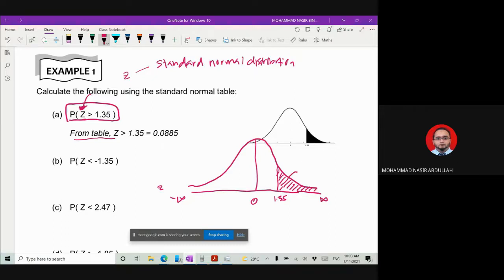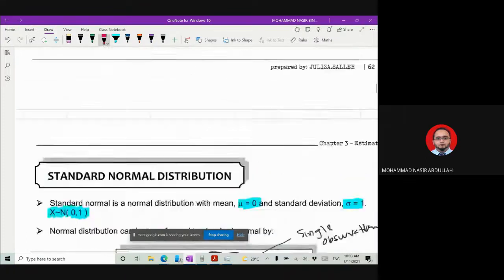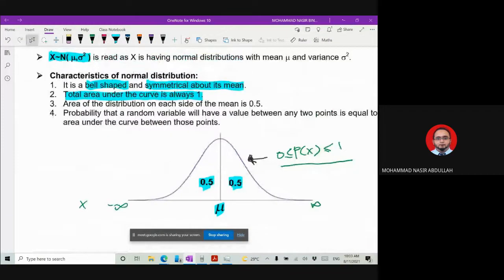This is what we call more than 1.35, right? So we want to know the probability of having Z more than 1.35. As I mentioned before, the total of all probability values is equal to 1. That means the total area under the curve is always equal to 1. Each side consists of 0.5 area under the curve, right?